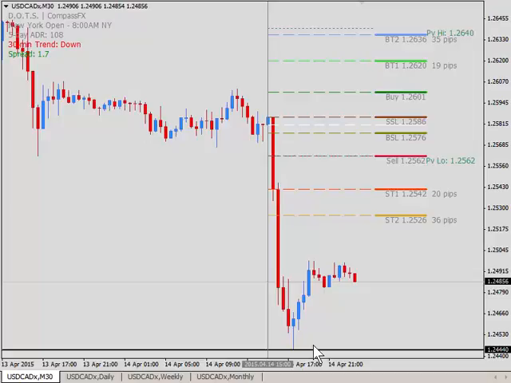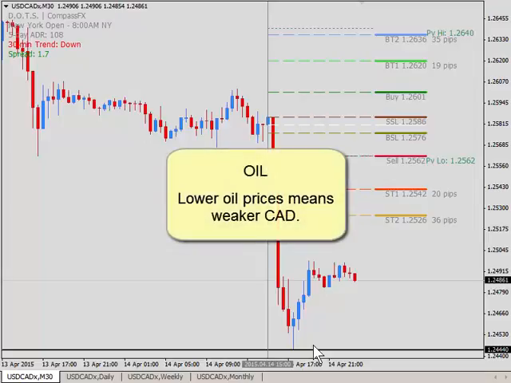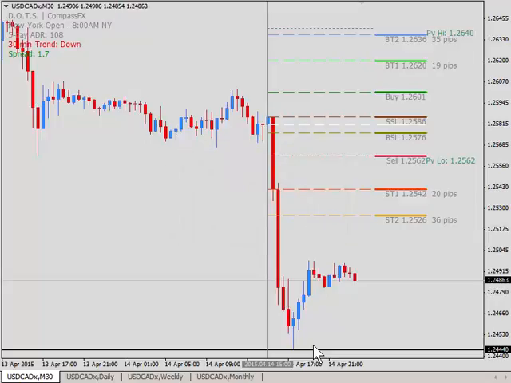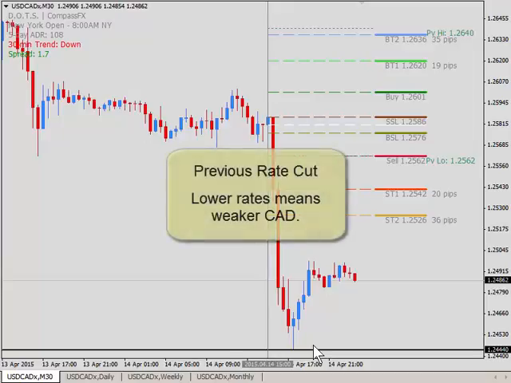Now, another factor to consider is oil. The Canadian dollar has plunged 15% since June, given the 50% decline in the price of oil. And you have to understand that oil is the largest export for Canada. So with oil prices dropping, this had an ill effect on the Canadian dollar, and thus the reason to cut interest rates from 0.75 down to 0.5, to give a little bit more stability to the Canadian economy.